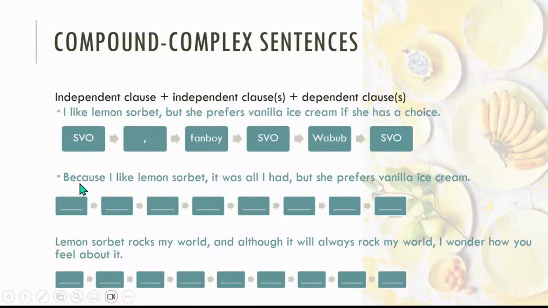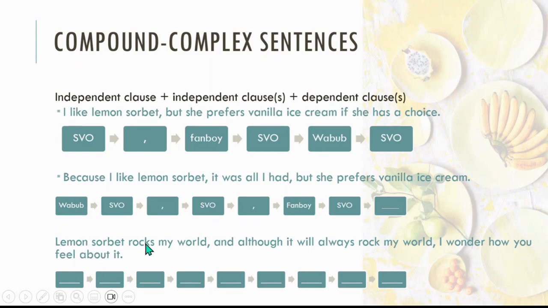All right, let's take a look at this compound complex sentence. Because I like lemon sorbet, it was all I had, but she prefers vanilla ice cream. Because is our wabub. And the wabub will almost always be followed by the SVO, subject, verb, object, a comma, because the dependent clause is coming first. Then our independent clause, subject, verb, object, a comma and a fanboy, and another independent clause, subject, verb, object. I guess I had too many in that one.